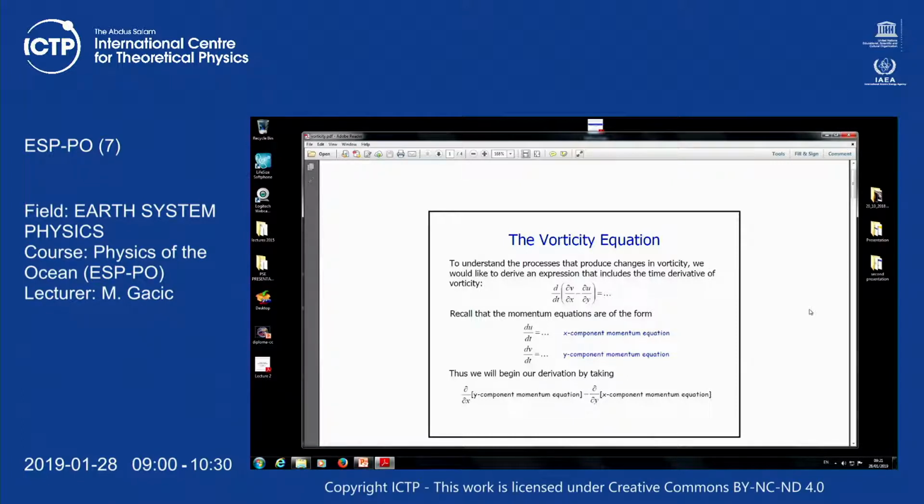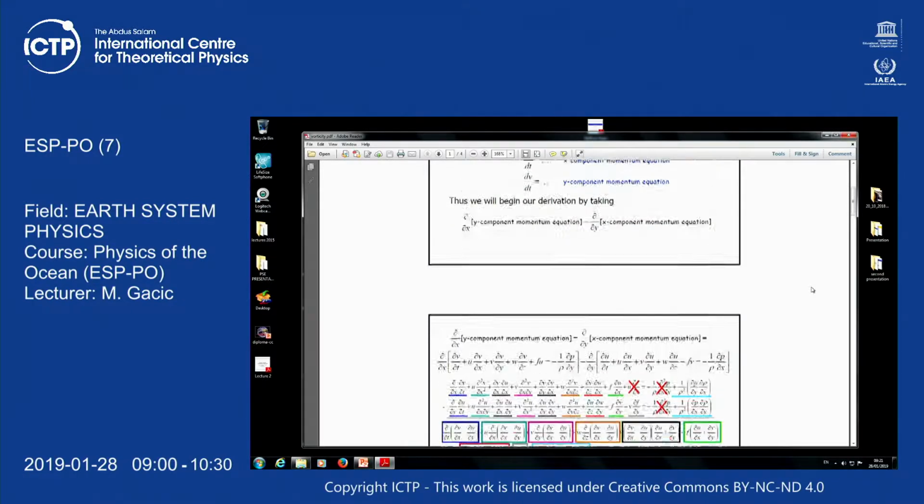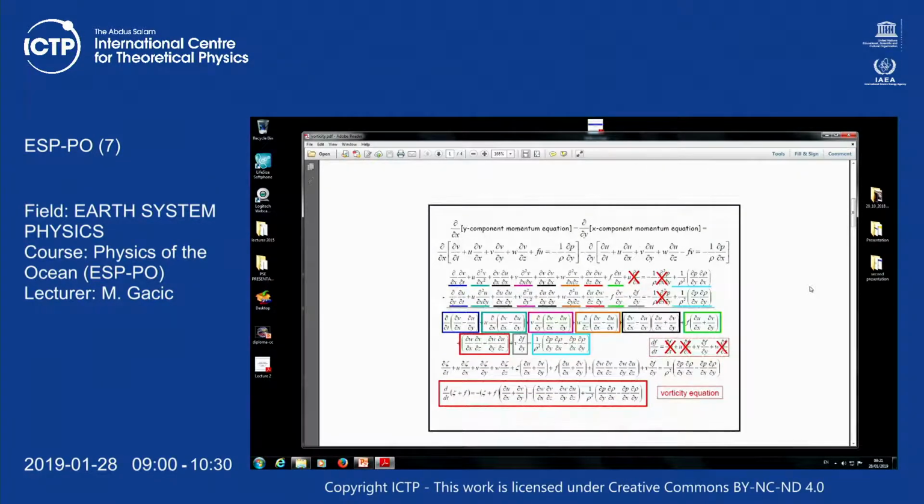So if we start from the momentum equation, how do we obtain the vorticity equation and find out what processes determine or cause the change of vorticity? We start with the momentum equation, and make a derivation of this component with X, and the derivation of this component with Y, and make a difference between the two. What we obtain looks like a mess, but it's not really. It's relatively simple stuff.